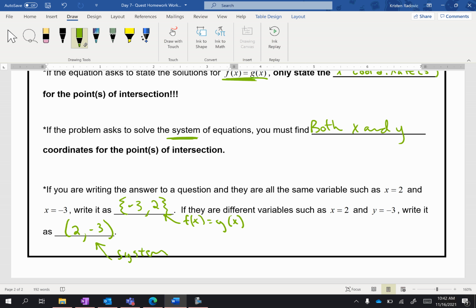Tomorrow, we're going to go over how to actually find these points of intersection on your calculator, because you're not always going to be given a graph to just look at. And that's all for this video.